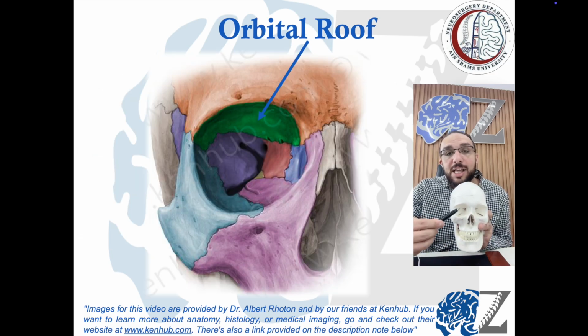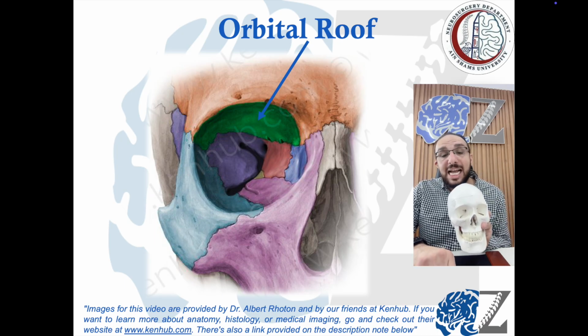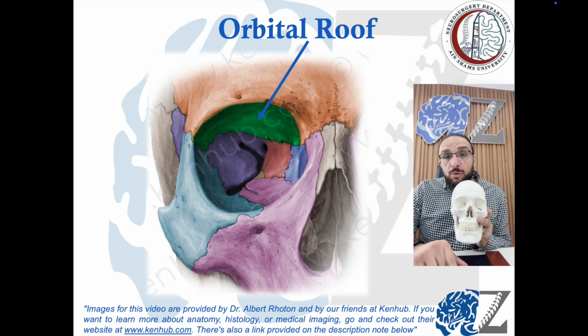Okay, so this is the frontal bone. As you look at the orbit from inside, it forms the roof of the orbit. And within the orbit, the frontal bone, which forms the roof of the orbit, it also fuses with other bones that share in the orbit.